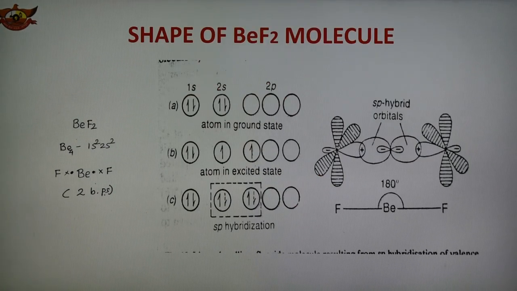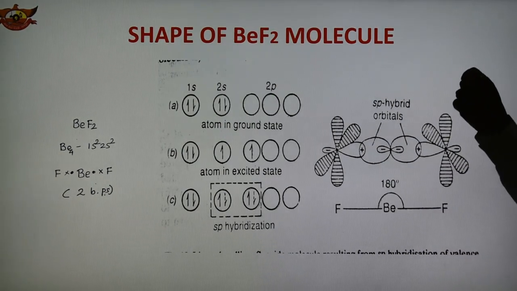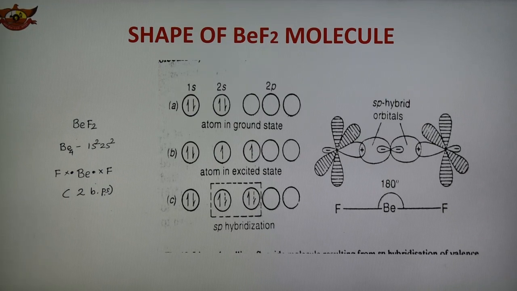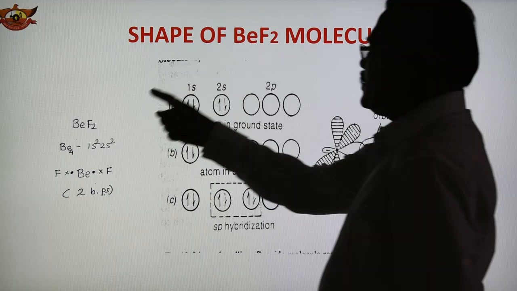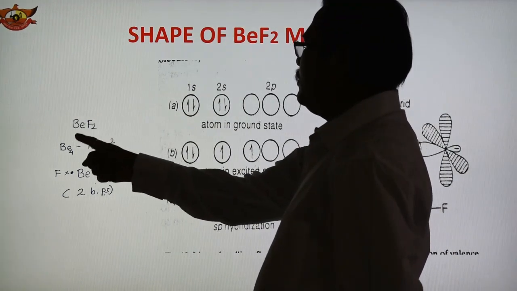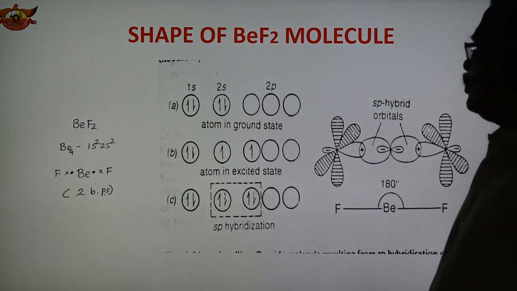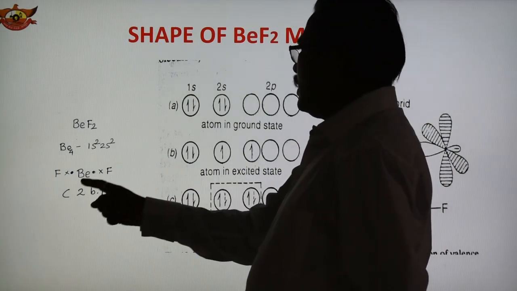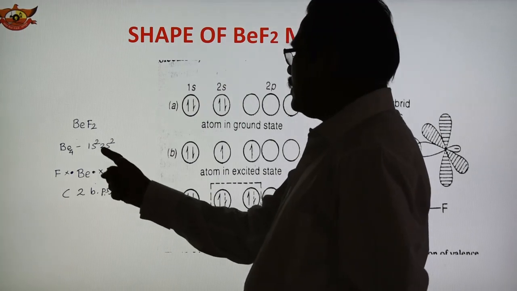The first example is the shape of BeF2, beryllium difluoride; BeH2 and BeCl2 are examples of this type. They have a similar shape. In BeF2 the central atom is beryllium. Beryllium's atomic number is 4 and its electronic configuration is 1s2, 2s2. So in the valence shell there are 2 electrons, shown by dots, the electrons of beryllium.